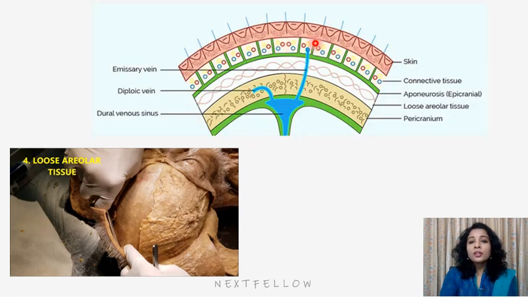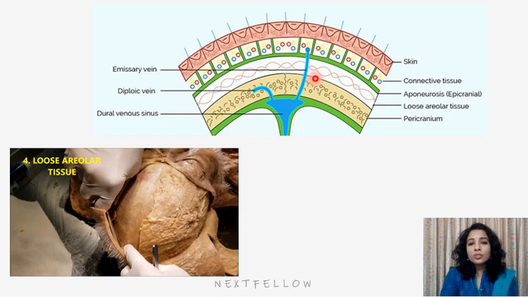Here we can see the loose areolar tissue is traversed by the emissary veins. These veins connect the veins of the second layer, that is the connective tissue layer of the scalp, with the veins of the intracranial dural venous sinuses. So this layer is the dangerous layer of the scalp because if there is any pus collection in this layer, it easily spreads into the dural venous sinuses via the emissary veins, which may sometimes be fatal also because the thrombosis may go inside and block the dural venous sinuses.